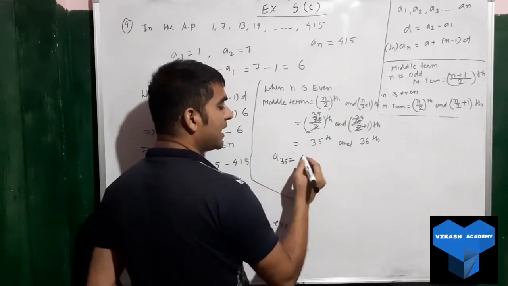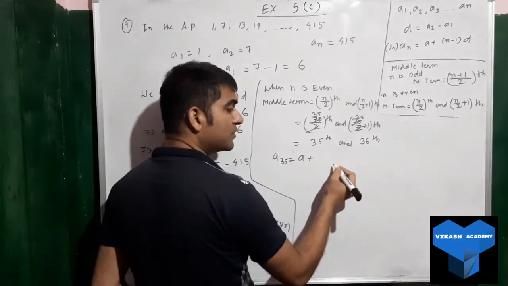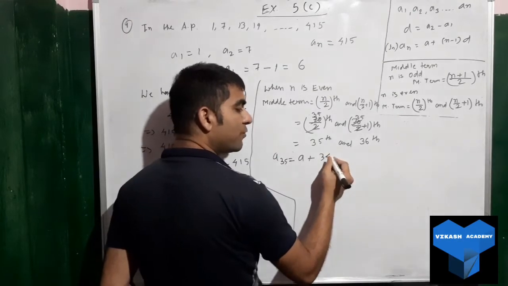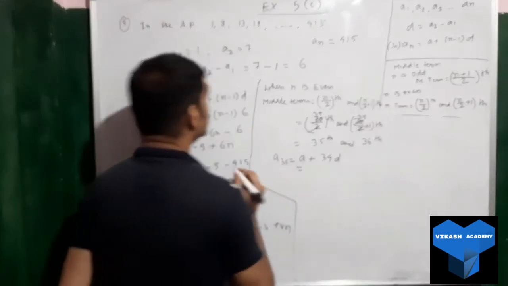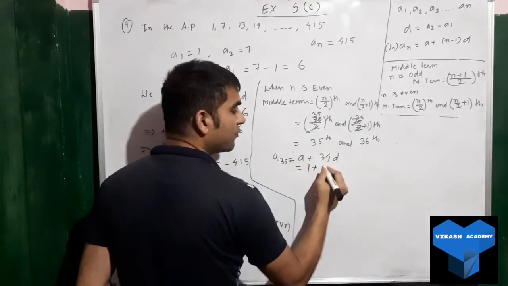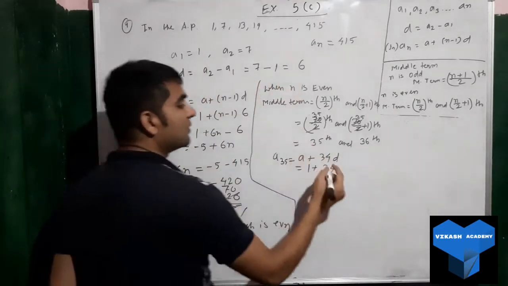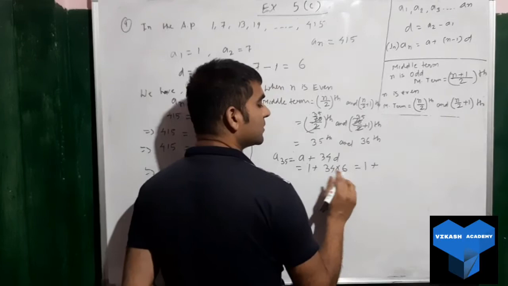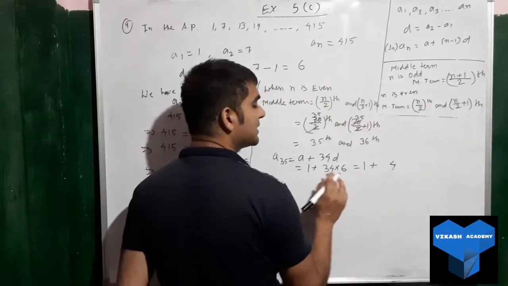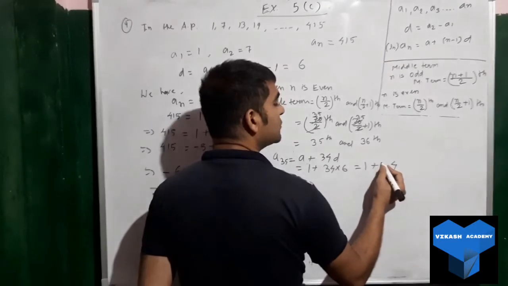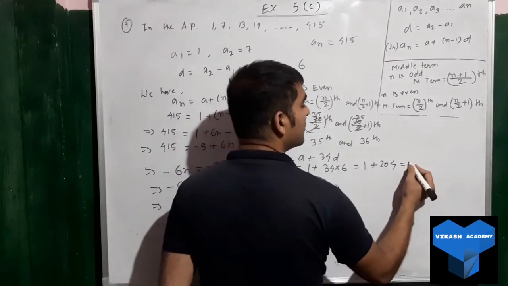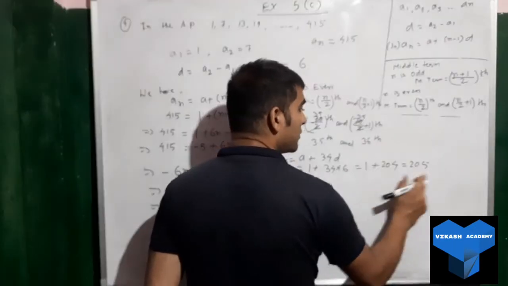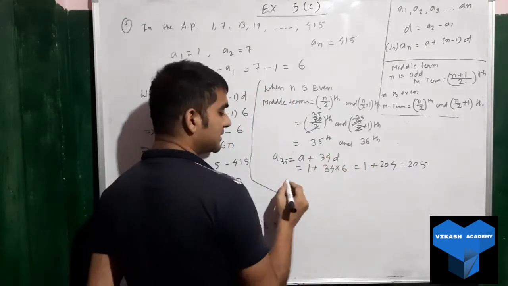Remember the formula A plus n minus 1 times D. So 35 minus 1 will be 34. So you write 1 plus 34 times D. D is 6, you will write here 6. See how much we are getting? 6 4 ja 24, 6 3 ja 18, 18 plus 2, 20. So we got 205. Now we found A35.